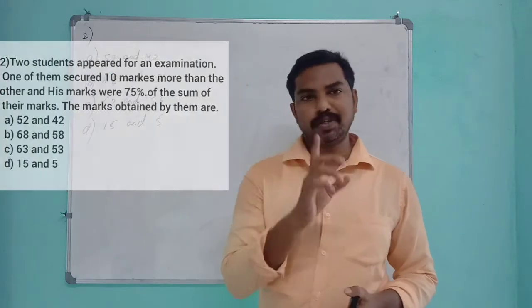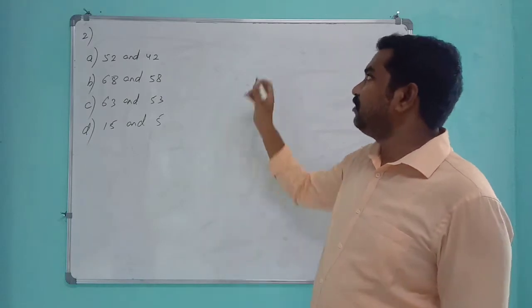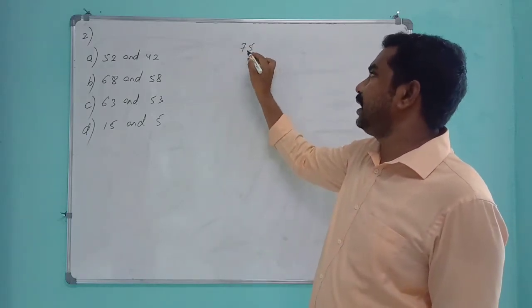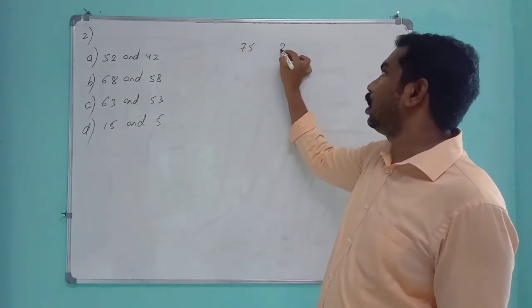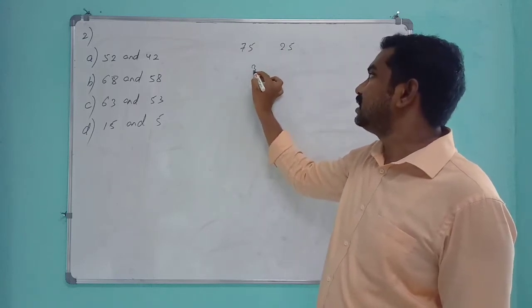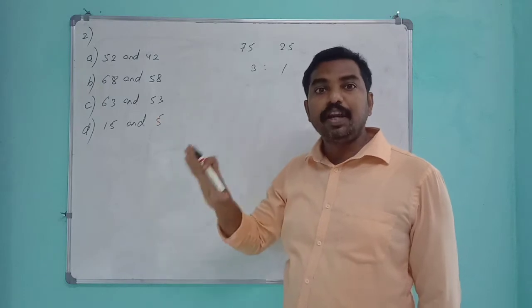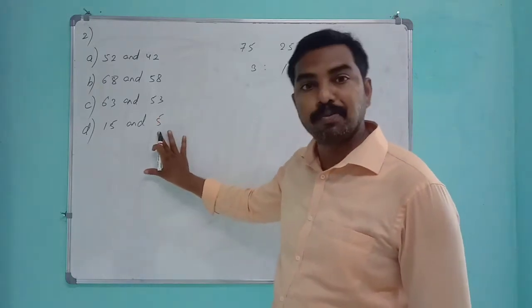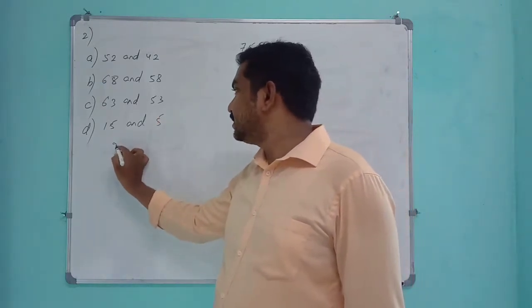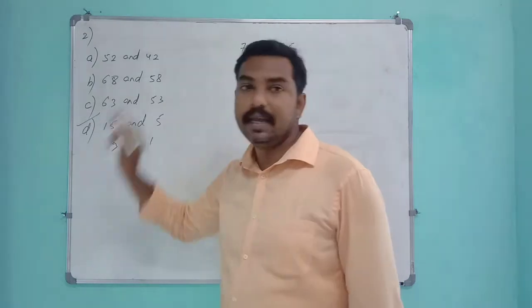I said solve through options. If he got 75% in one subject, it means in the other subject he would have got 25%. The relation is nothing but 3:1. So in the given options, where you can find the 3:1 relation, that is only option 4. That is 5 3s are and 5 1s are. So option D is the right answer.